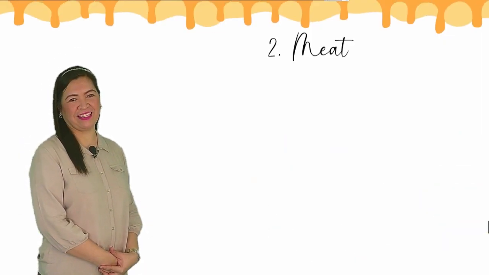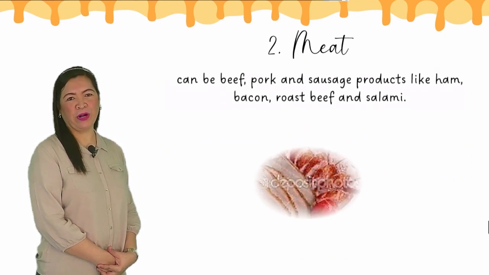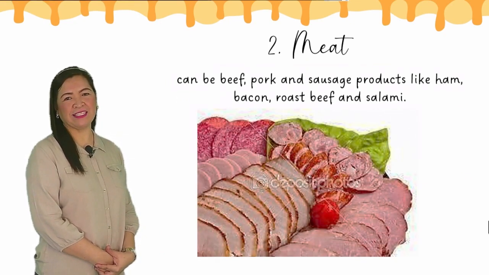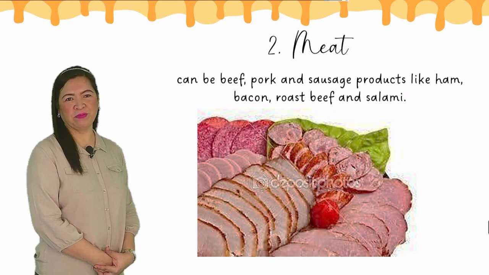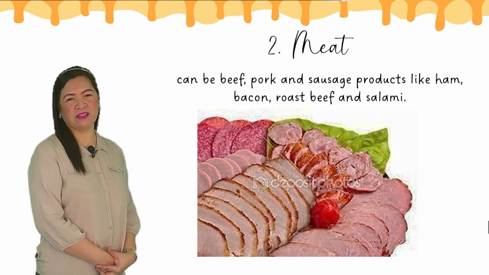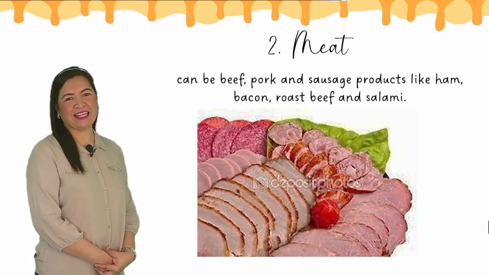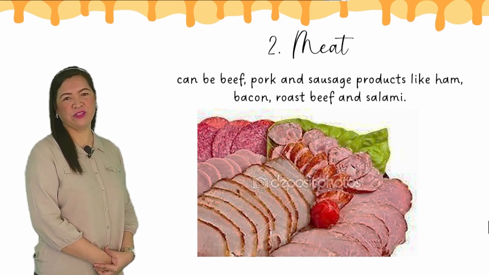Second is meat. Meat can be beef, pork, and sausage products like ham, bacon, roast beef, and salami. Meat used as filling should be cooked, covered, and refrigerated. Thinly sliced meat is more tender and juicier than thickly sliced.